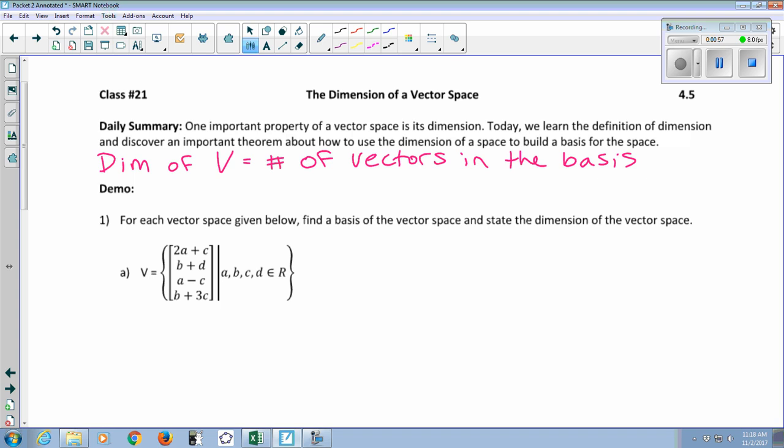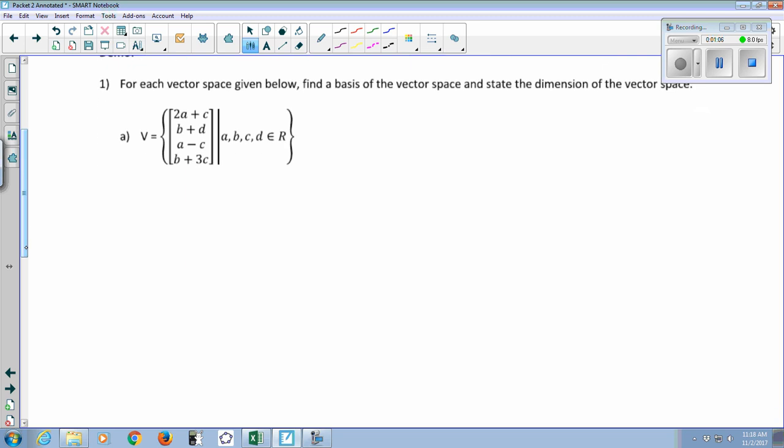So here I've got a vector space V. I want to find a basis, count the number of vectors in it, and give the dimension. All right, so V is the set of all vectors that look like 2a plus c, b plus d, a minus c, and b plus 3c, where a, b, c, and d are elements from the real numbers. So I'm just going to rewrite V in parametric vector form. So I'm going to have a vector for each parameter, a, b, c, and d.